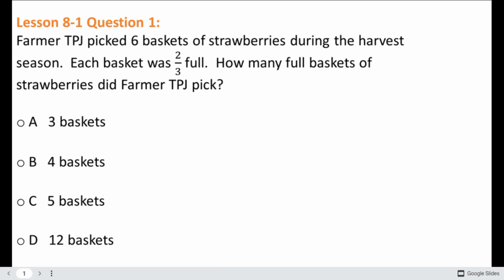All right, for our first problem, farmer TPJ picked 6 baskets of strawberries during the harvest season. Each basket was 2/3 full. How many full baskets of strawberries did farmer TPJ pick? So, we are going to figure out how many strawberries, full baskets, did he pick.